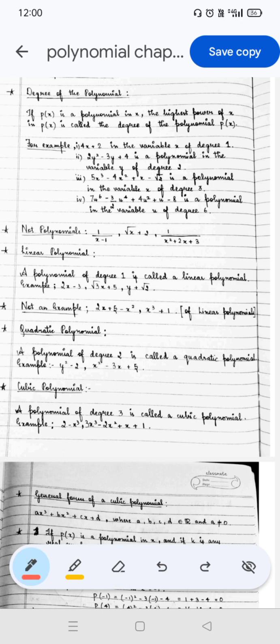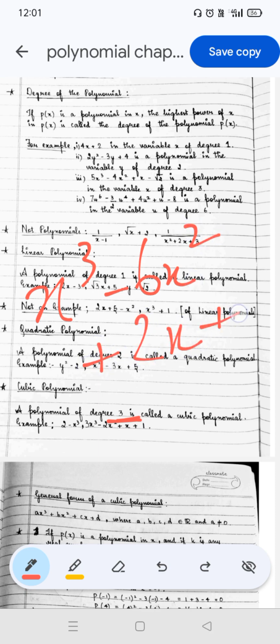And cubic polynomial. Cubic polynomial means a polynomial of degree 3 is called a cubic polynomial. For example, x cube minus 6x square plus 2x plus 8. If we take a polynomial p of x like this, here we can see that 3 is the greatest degree. So hence it is a cubic polynomial.